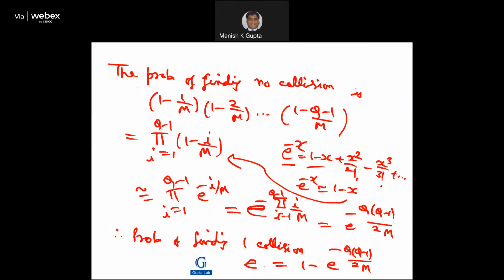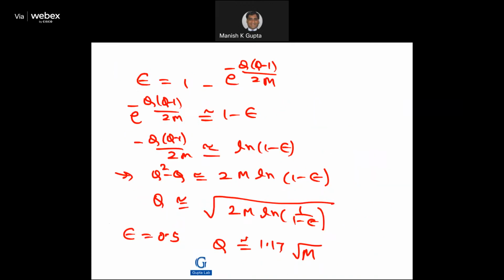With the product, this goes into the summation here, e raised to the power minus this, right? So this is nothing but e raised to the power minus q times (q minus 1) divided by 2m. Therefore, the probability of finding one collision will be 1 minus this quantity, right? Which is obviously true. So now I can actually solve this for q. So epsilon is equal to 1 minus e raised to the power minus q times (q minus 1) divided by 2m.